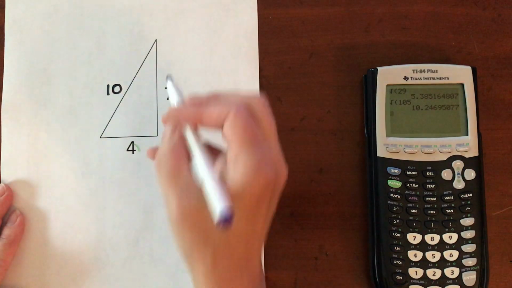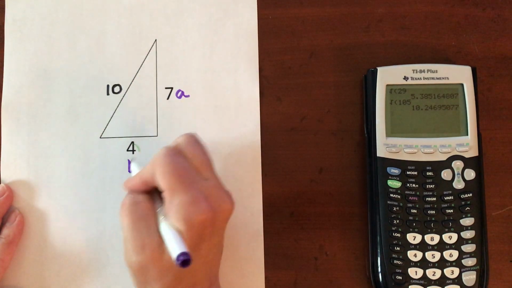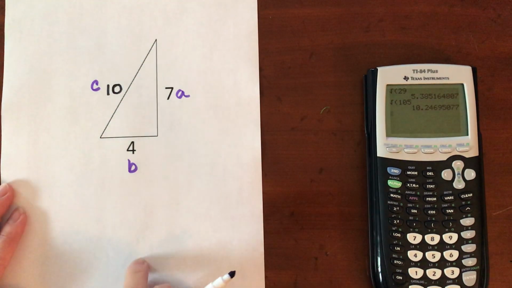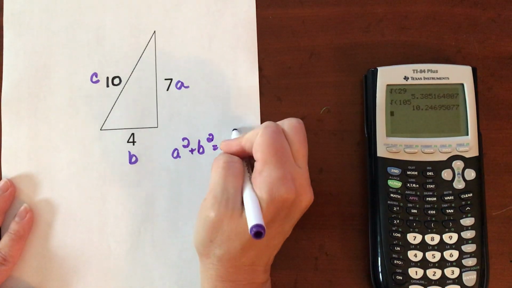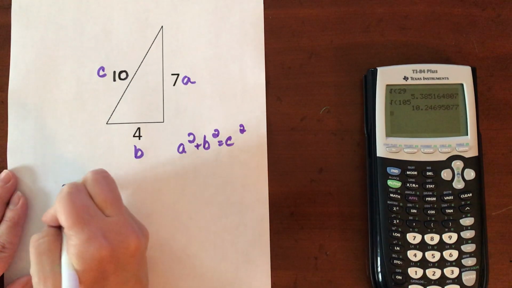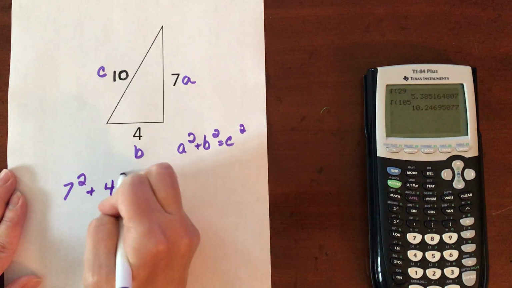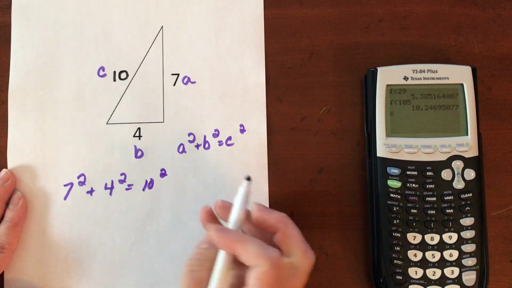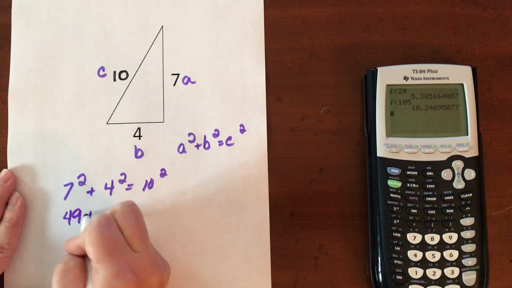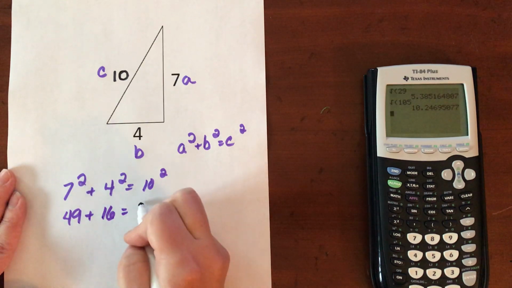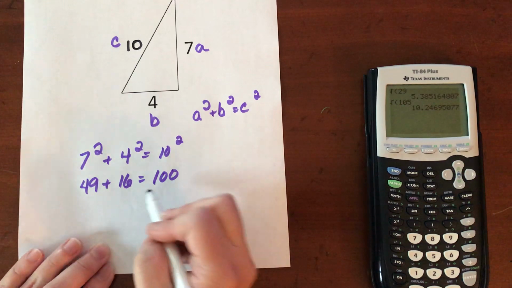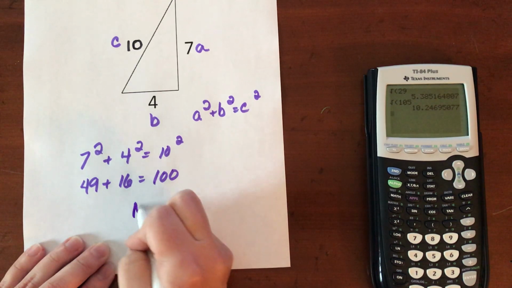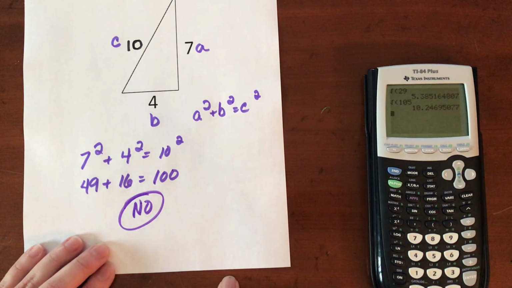Okay. All right, let's look at another one. Again, let's label leg, leg, hypotenuse. Okay. And we're going to plug it into a squared plus b squared equals c squared. So we have 7 squared plus 4 squared equals 10 squared. 7 squared is 49, 4 squared is 16, and 10 squared is 100. Well, I can look at that and say that 49 plus 16 is not equal to 100. So no, it's not a right triangle.